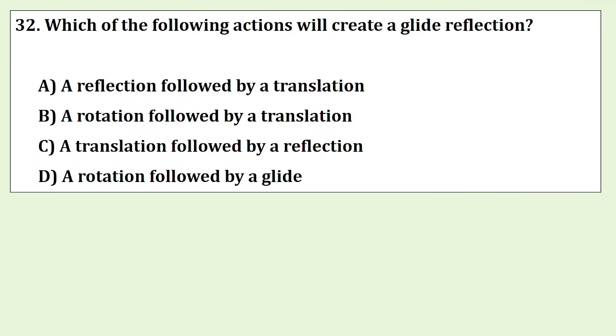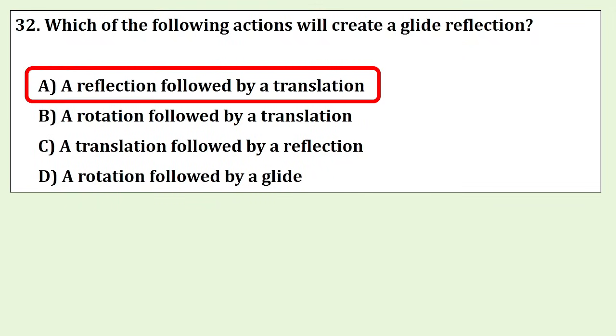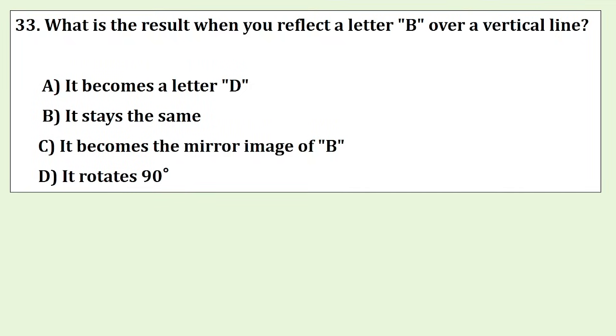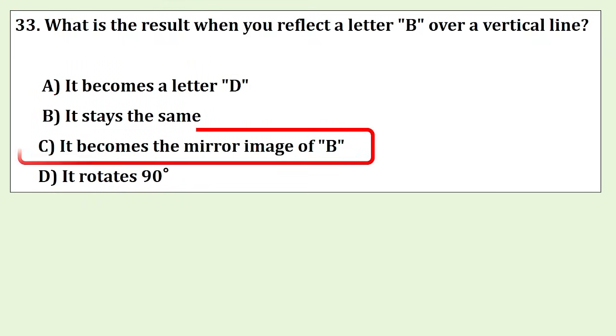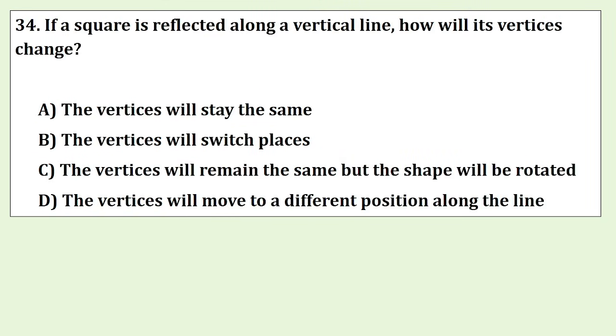32. Which of the following actions will create a glide reflection? 33. What is the result when you reflect a letter B over a vertical line? 34. If a square is reflected along a vertical line, how will its vertices change?